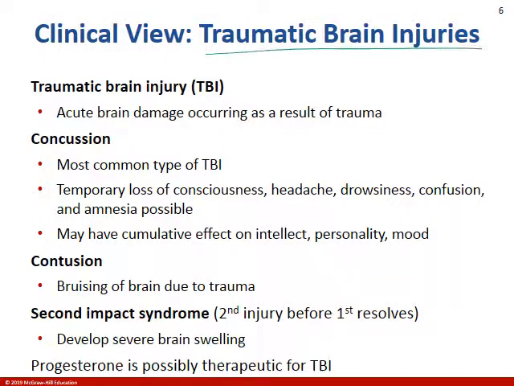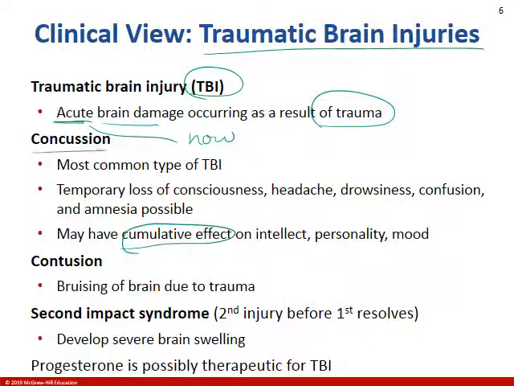A few comments about traumatic brain injuries or TBIs. They can be because of acute brain damage as a result of trauma. So acute means now, right? It's happening right now. But you can have a cumulative effect. So here with concussion, this is the most common type of traumatic brain injury. You can lose consciousness, have a headache, have drowsiness.